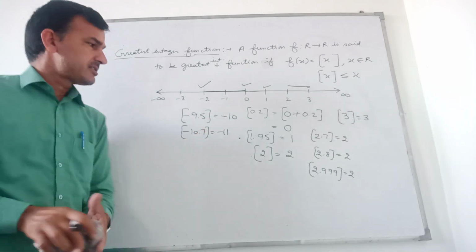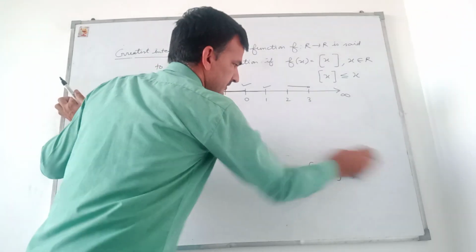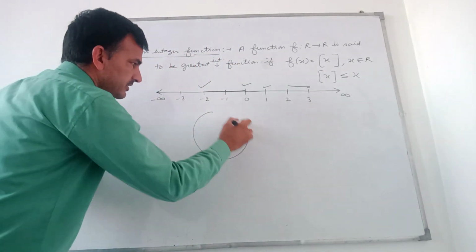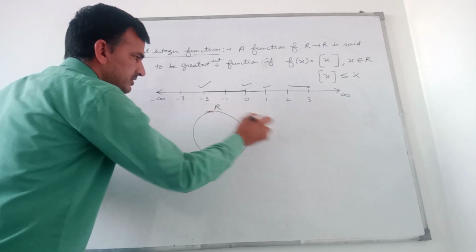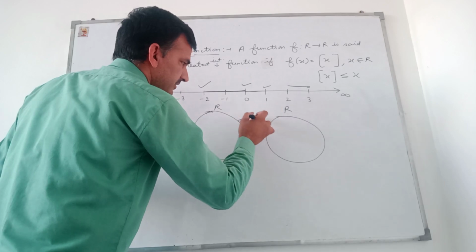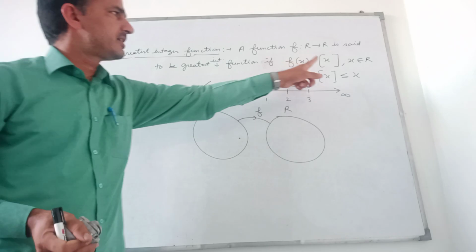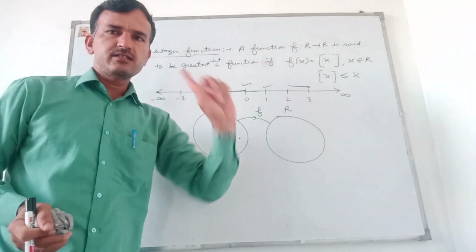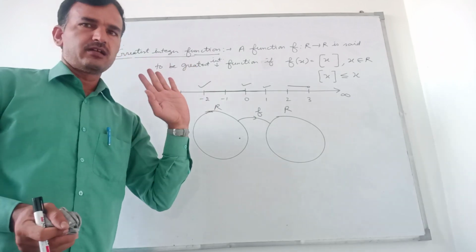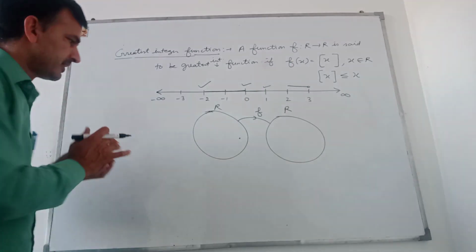Now we discuss the domain and range. This is a set of real numbers. This is also a set of real numbers, and this is function f from R to R. Function f is greatest integer x. Greatest integer x is defined for every real number.